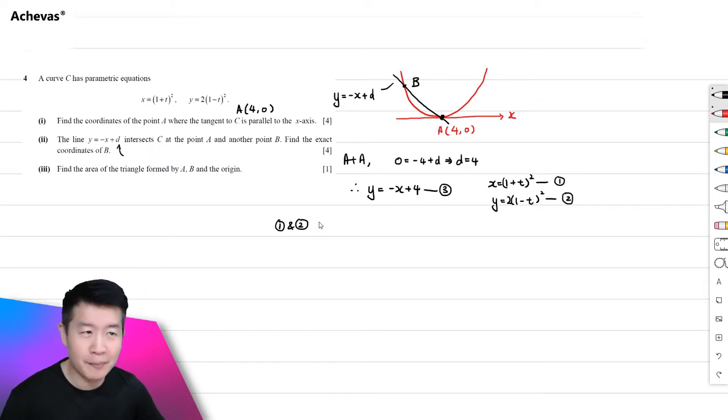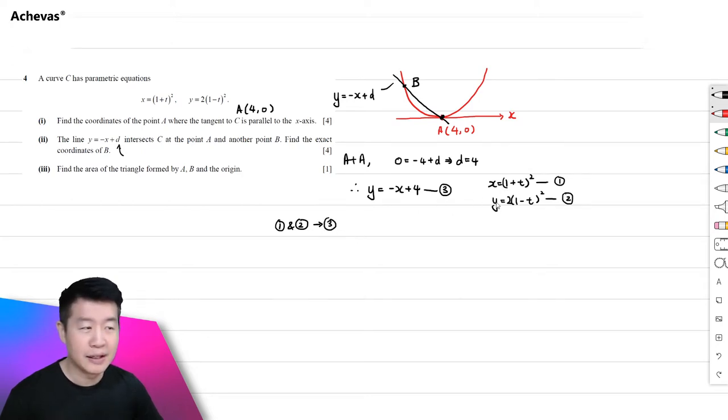I don't get which part is the part that we are going to be using GC, other than substituting the values in. Because we cannot use GC to solve these three equations because they are non-linear. Our GC can help us to solve linear simultaneous equations. But for non-linear, we still got to do it a bit more algebraically. So I'm going to sub equation number 1 and 2 into equation number 3.